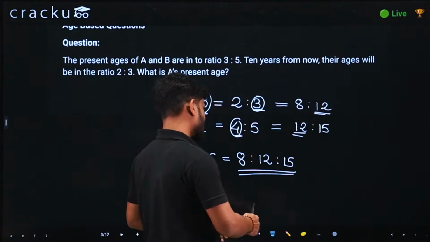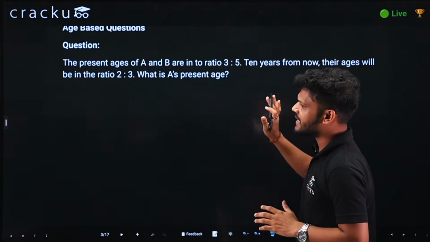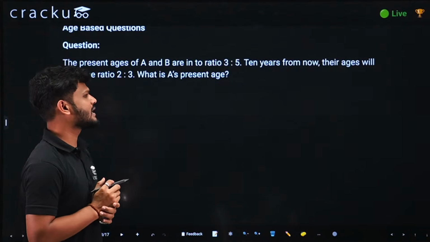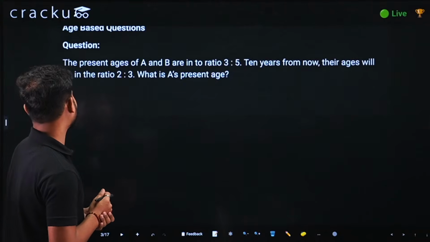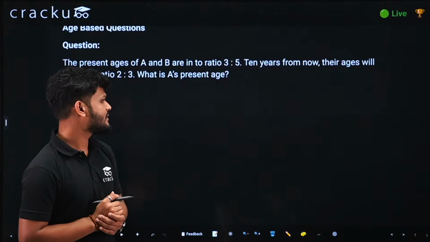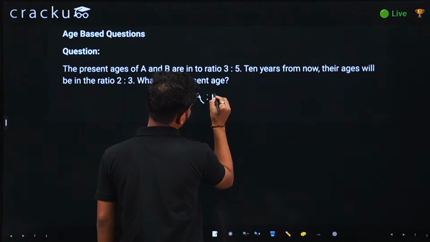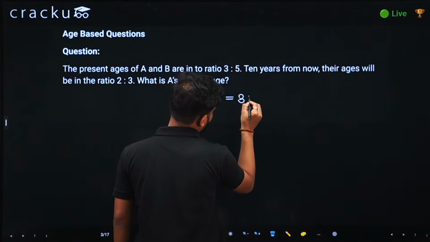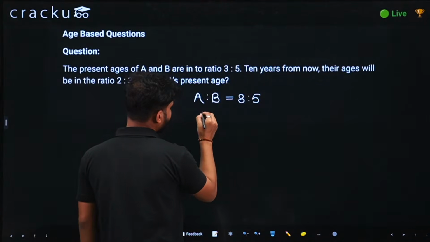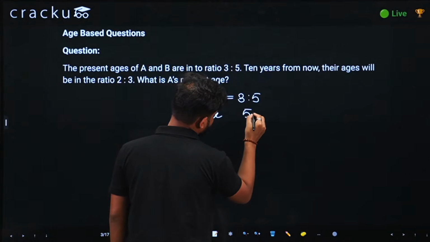Now another question type can be what? Another question type can be an age based question. So let us look at this question. It says the present ages of A and B are in the ratio 3 is to 5. 10 years from now their ages will be in the ratio 2 is to 3. What is A's present age? Now what you can do? A and B have their present age in the ratio 3 is to 5. Now this is the ratio. To convert this into absolute quantity, what will you do? Let us say A's age is 3x and B's age is 5x.